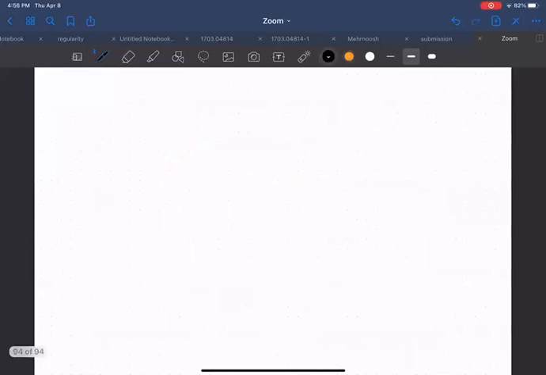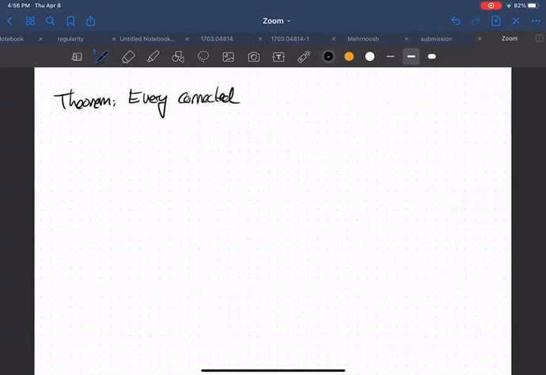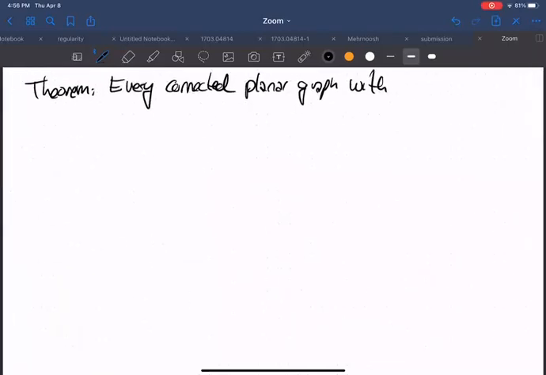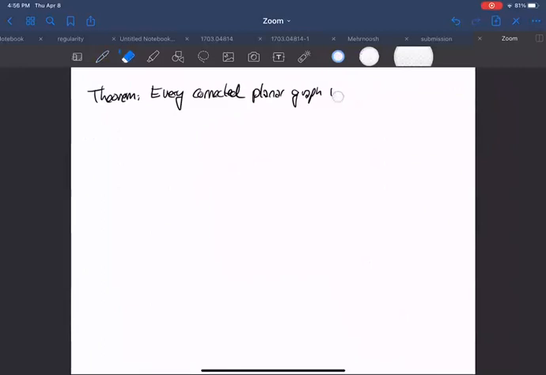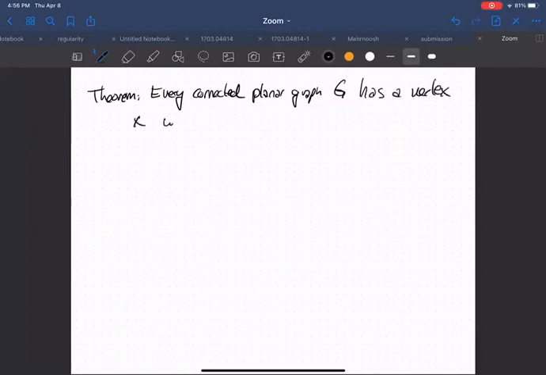So here's a consequence of that, which is that every connected planar graph G has a vertex x with the degree of x less than or equal to 5. All right, why is that?